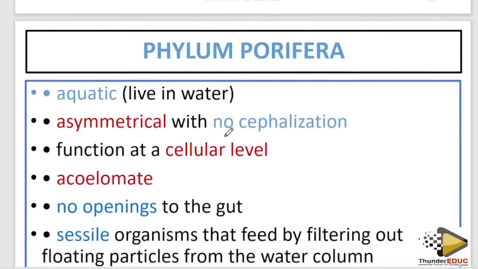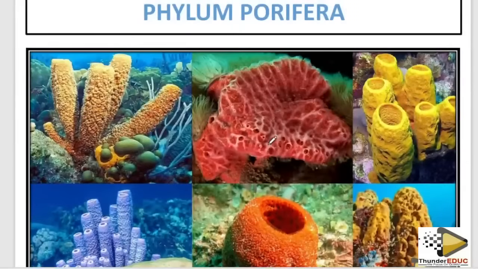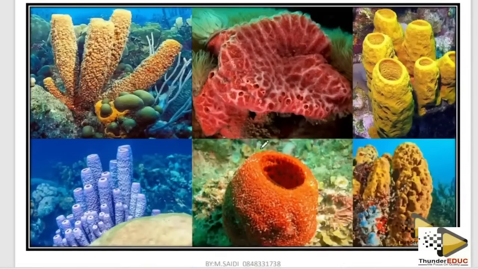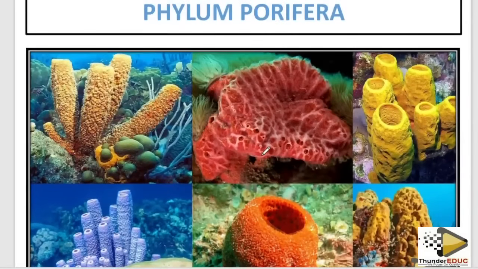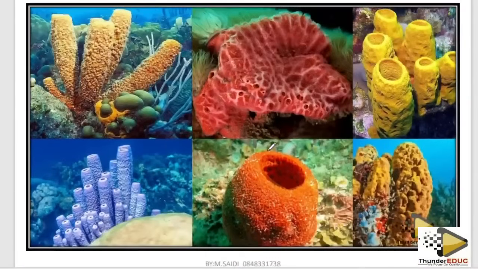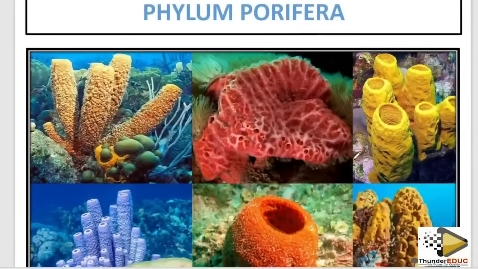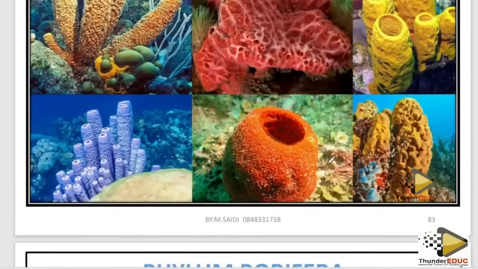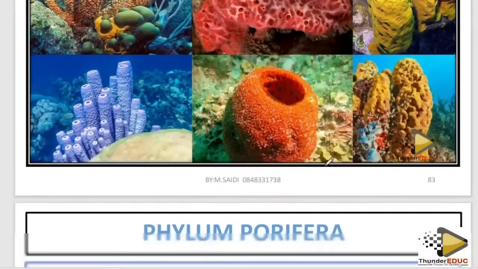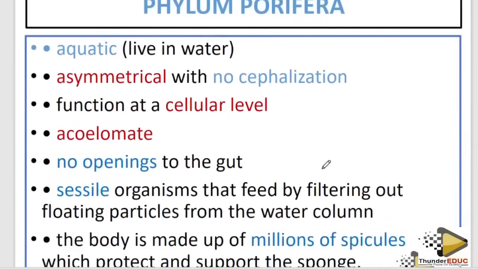If you look at this one, it has one hole. It's the head, and if you want to poo, the same hole. If you want to eat, the same hole. They don't have a symmetry. Cephalization, no. They don't have a cephalization. Development of the head. They don't have the head.